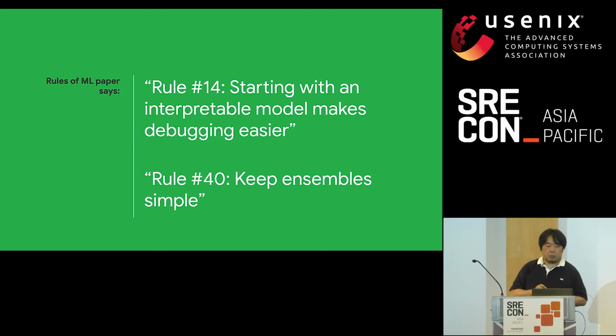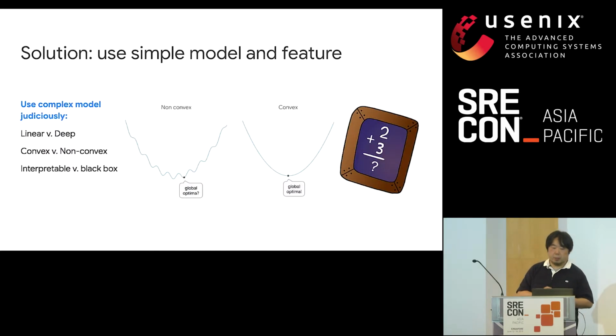And the ML paper says, rule number 14, starting with an interpretable model makes debugging easier. And also, if you are using ensemble-based systems, keep the ensemble simple so that it's going to be easy to debug. So use a simple model rather than a complex deep model.